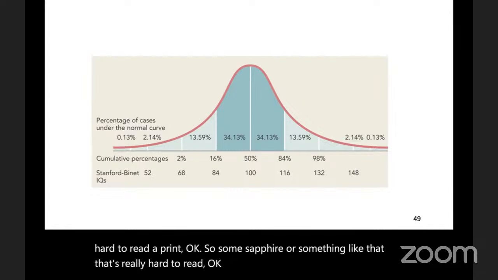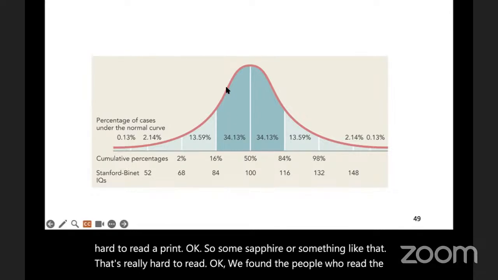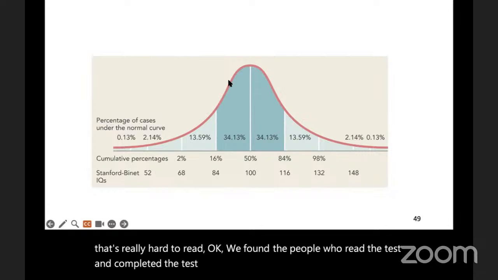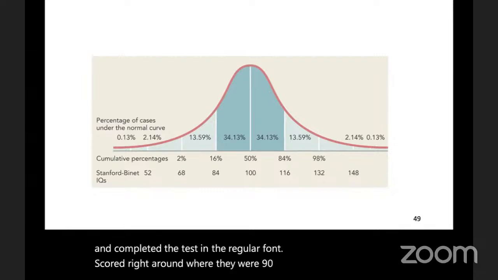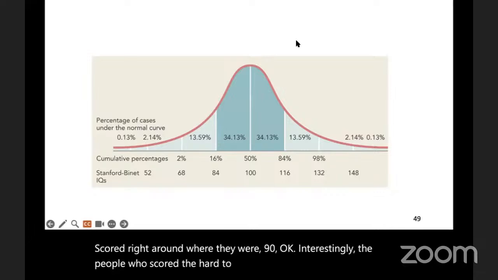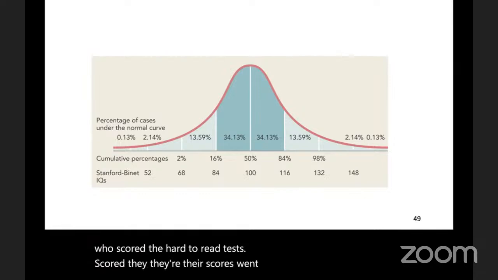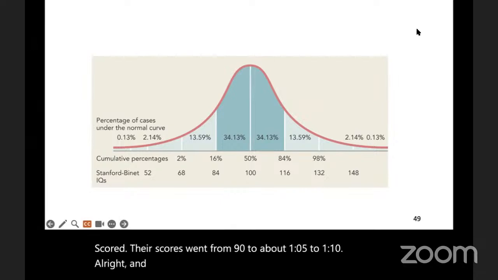Okay, we found the people who read and completed the test in the regular font scored right around where they were, 90. Interestingly, the people who took the hard to read test saw their scores go from 90 to about 105 to 110. All right. And the question that we have is, why do we see this gain in intelligence?